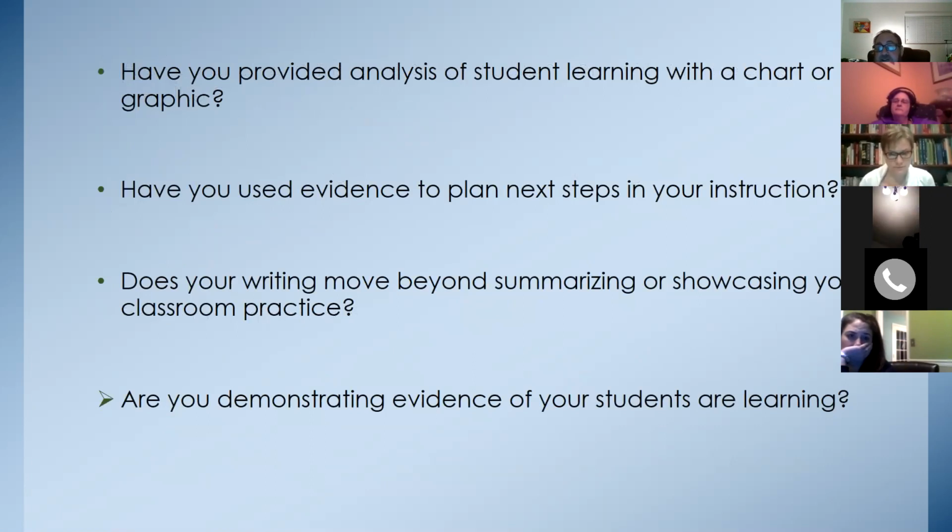Have you used evidence to plan next steps in your instruction? So now that you know this about your student, you've assessed, the student has shown what they can do, what's the next step going to be? Does your writing move beyond summarizing or showcasing your classroom practice? Remember, it's not about you. Are you demonstrating evidence of your students' learning?